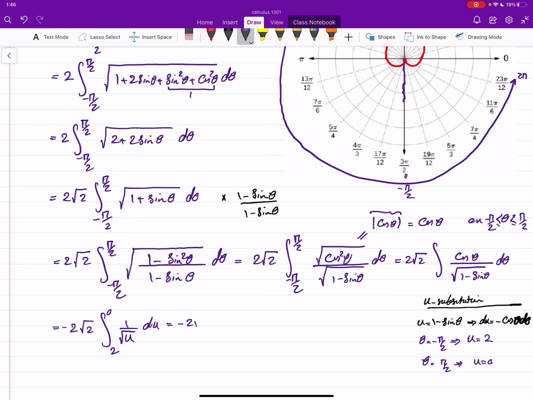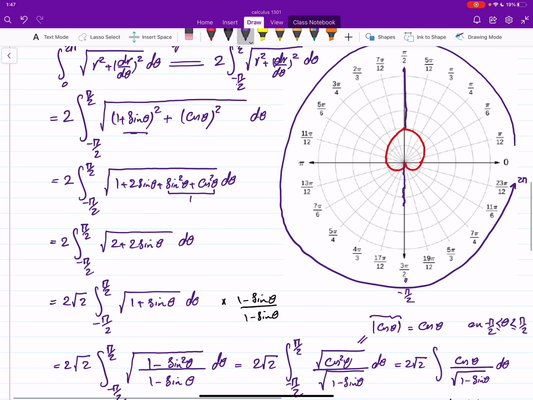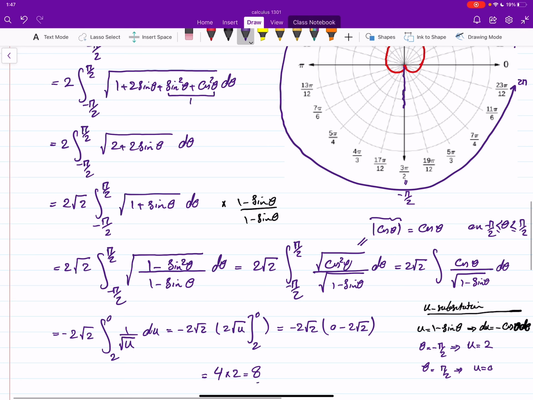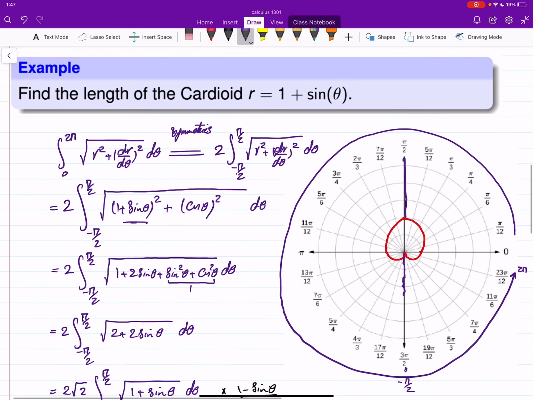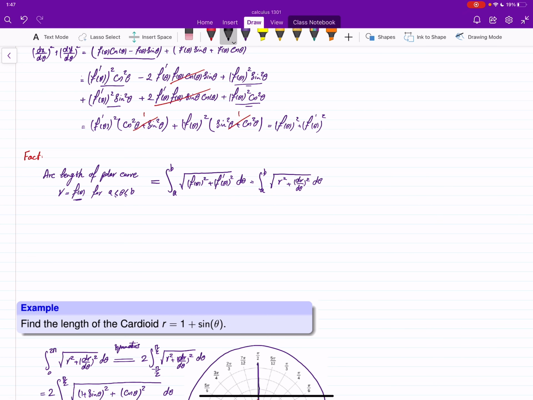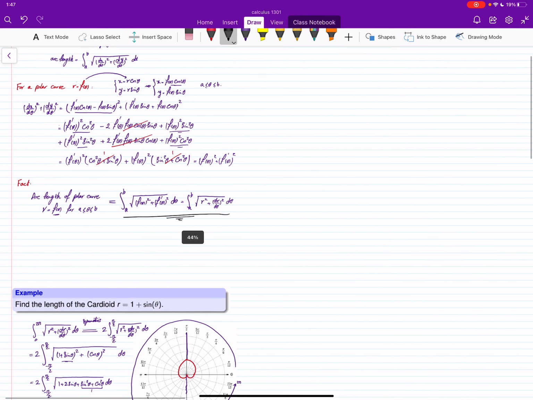And that tells me now I am dealing with a very simple function: 2 root u, going from 2 to 0. And when you plug in those values, the first one is 0, the second one is 2 root 2. And when we multiply those, this is going to be 4 times root 2 times root 2, which is just 2, then 8. The arc length of this cardioid we calculated is equal to 8. So this was the formula that you have to know, and we did an example so that you see how to do an example for the arc length of polar curves.